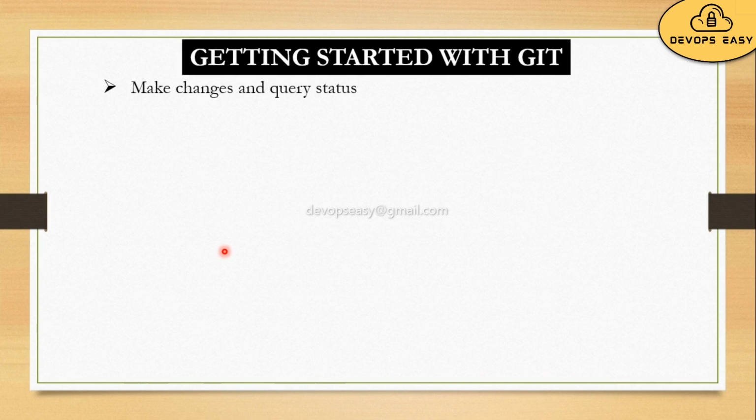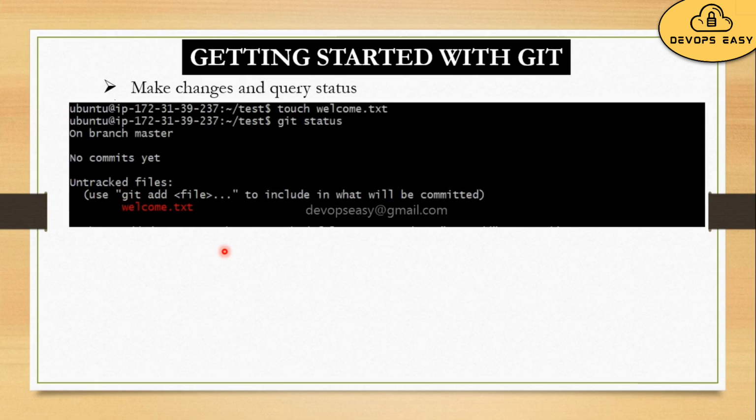So, make changes and query status. Now I will add some new files inside this folder. It's not called a folder, it's called a repository. What I did here: using the touch command, I have created a new file, welcome.txt. Then I executed git status.